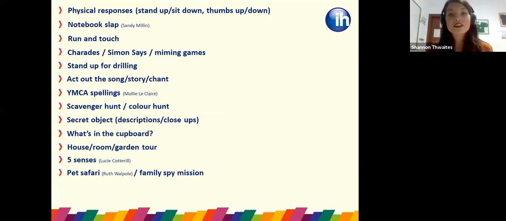An alternative, if you don't want to get animals involved, is to go on a family spy mission. So encourage your students to sneak around the house very quietly and tell you what their family are doing.